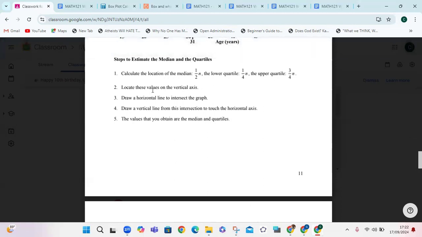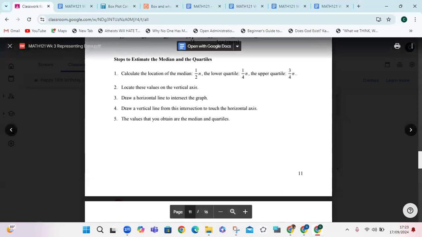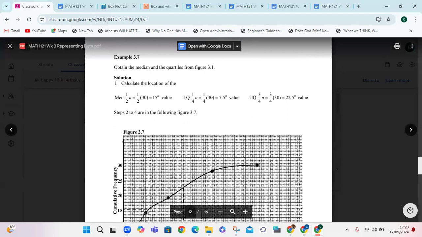Then you locate these values, those locations you have calculated, on the vertical axis. Then you draw a horizontal line to intersect the graph. When the graph has been intersected, you draw a vertical line downwards to intersect the horizontal axis, and the values that you obtain are the median and the quartiles. And as you can see, this was done in this example.